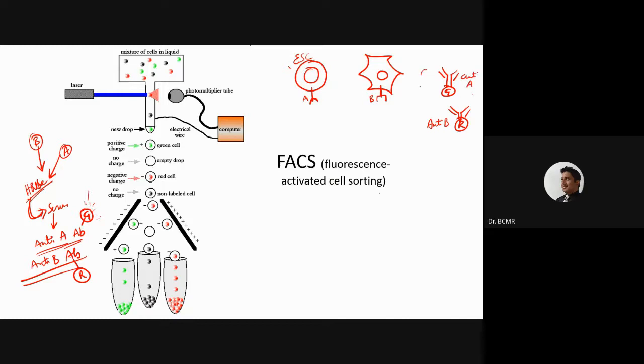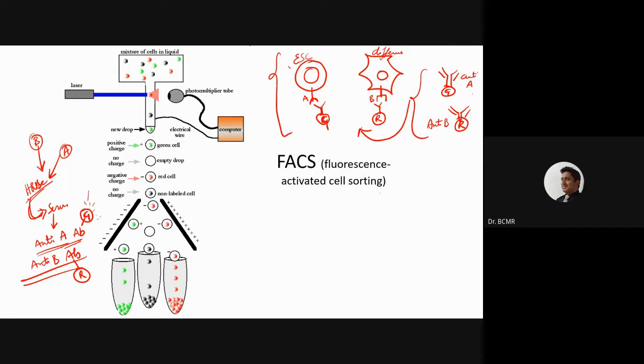If we add this to the mixture of cells, A will get tagged with the antibody having green fluorescent dye. And B, the differentiated cell, would be tagged with the antibody containing the red fluorescent dye. That is the sample preparation.